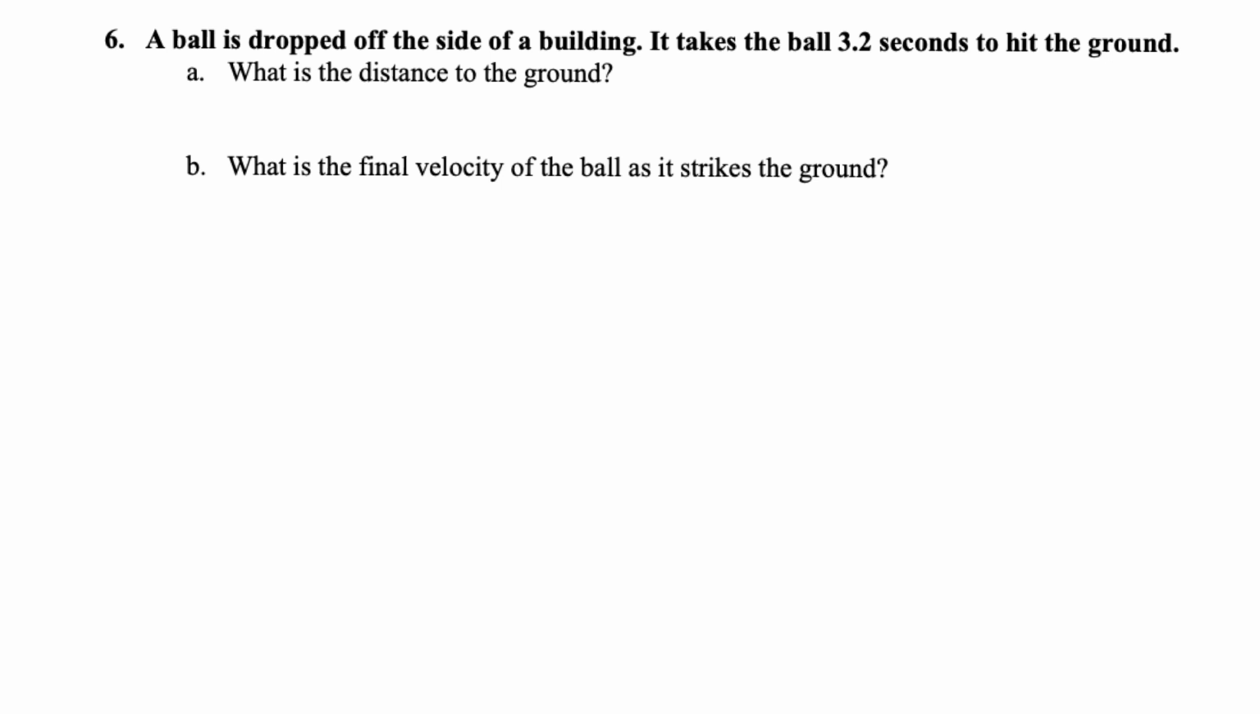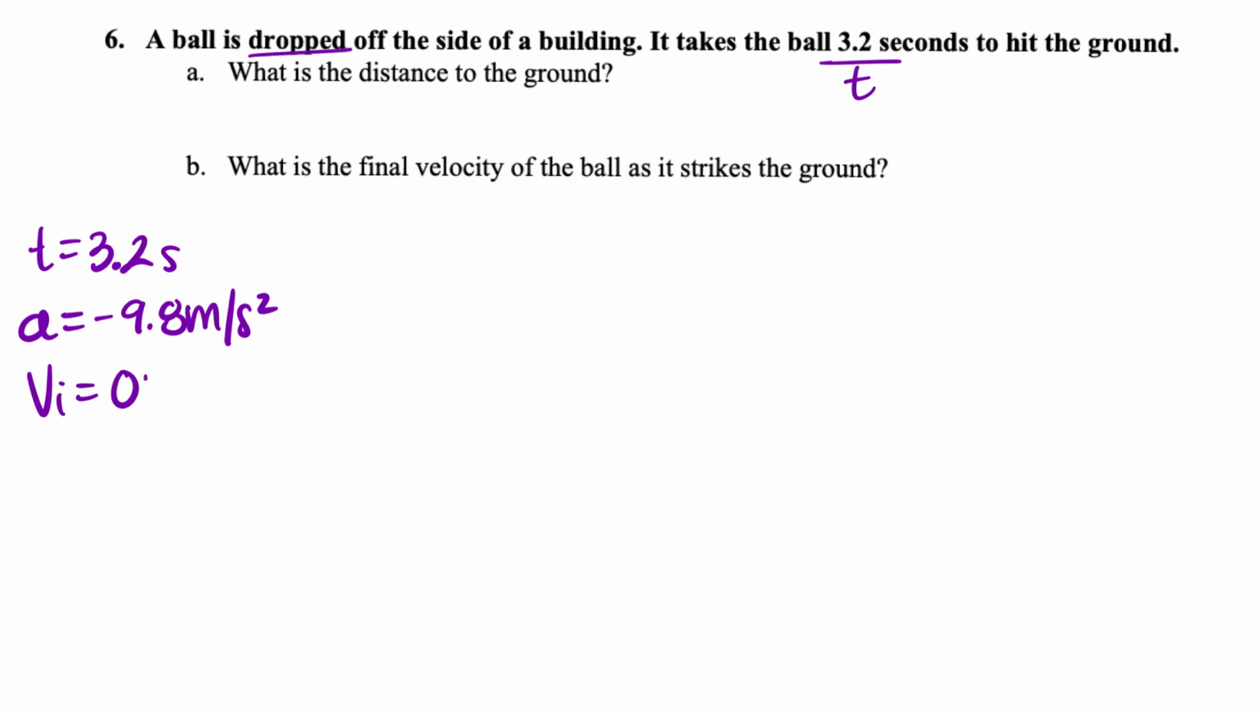So again, first up, as always, we're going to figure out the variables we know. The ball's dropped off the side of the building and its time traveled is 3.2 seconds. So we know our time is 3.2 seconds. We know that anytime something is traveling in the vertical direction, our acceleration is due to gravity, and it's going to be negative 9.8 meters per second squared. And then we know if we're dropping something, we're just letting it go. So the initial velocity is 0 meters per second. Right? So then question A, we want to solve for distance.